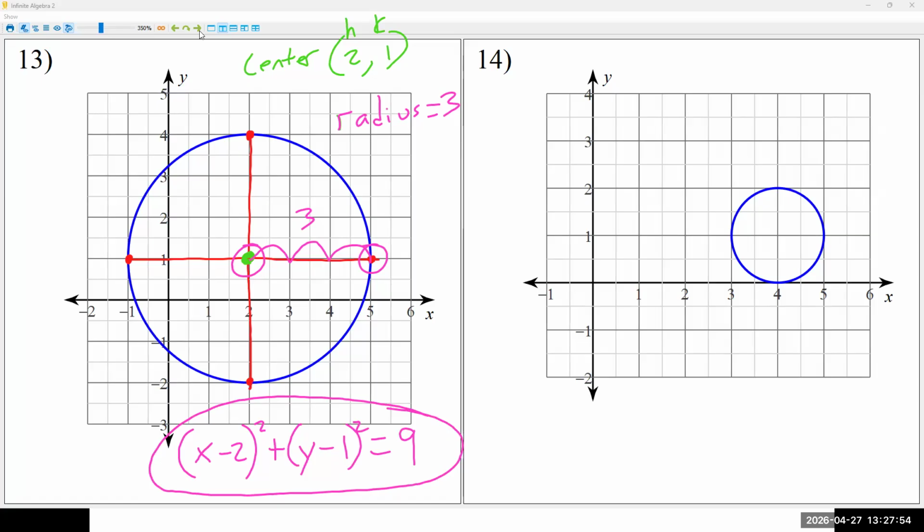All right, hopefully you're feeling confident on that one. Go ahead and see if you can beat me to the answer of number 14. All right, so center of my circle located this way. This one should be pretty obvious. First one, right there. 4, comma, 1. There's h, there's k, and the radius is 1.